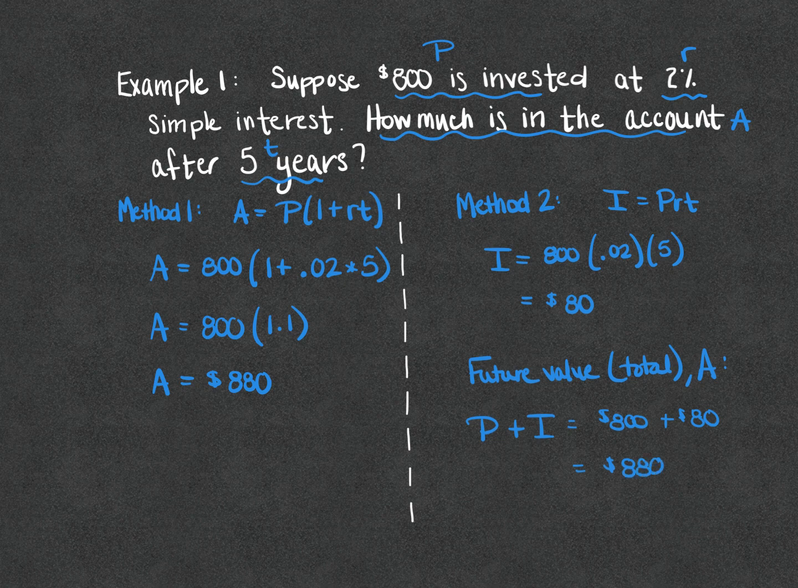The method that you use is not important. What is important is that you understand the method that you choose. And again, if you decide to use method 2, which honestly is my preferred method because I'd rather just multiply P, R, and T, you just need to make sure you then add the principal to the total, so that you're not just saying, well, I have $80 in the account. Hopefully 5 years later, your money has grown. You don't go from 800 to 80. So just remember to add on that amount.